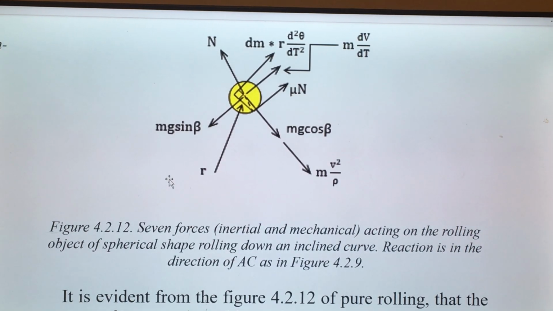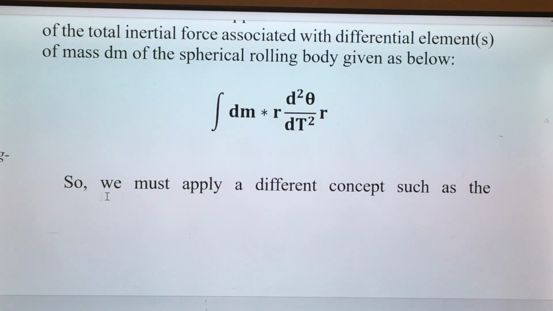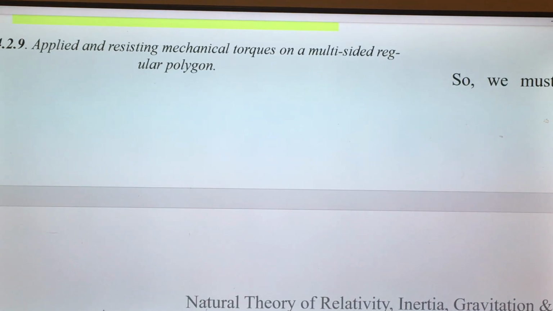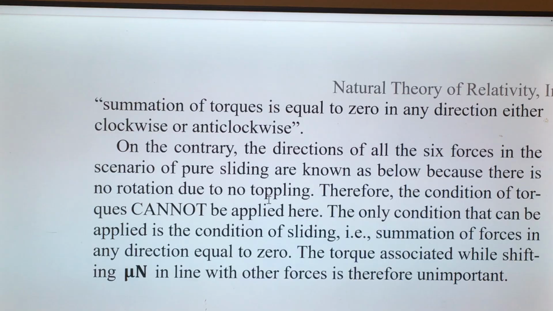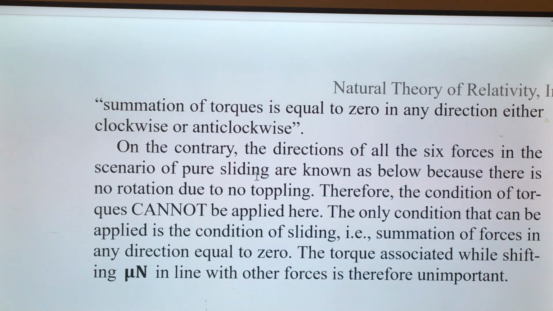So there are a total of 7 forces, and we will consider only 5 forces in the final equation. On the contrary, the directions of all the 6 forces in the scenario of pure sliding are known, because there is no rotation due to no toppling. In sliding we know the directions of all the 6 forces. Therefore the condition of torques cannot be applied here. In sliding there is no toppling, so the condition of torques cannot be applied because we don't know their turning distances, the lever arm distances, or whatever you call it.